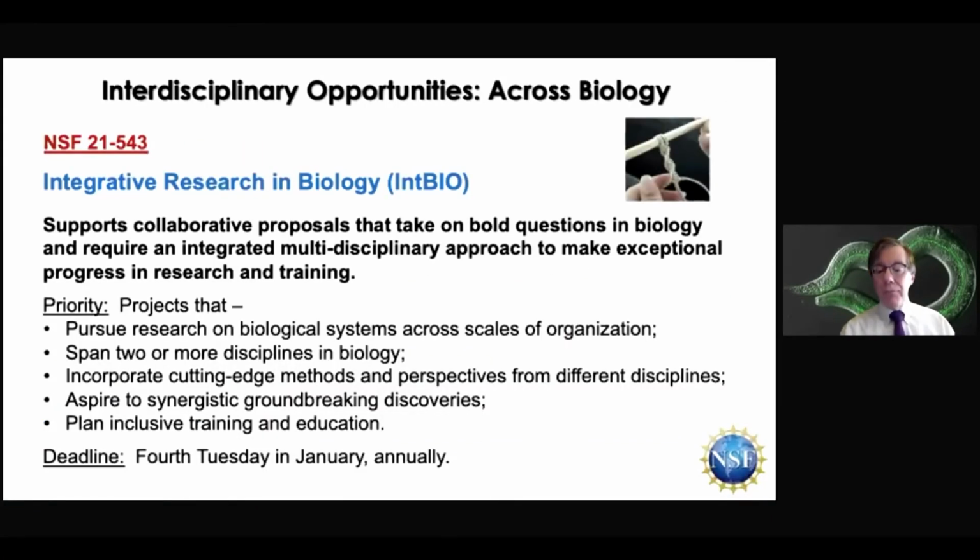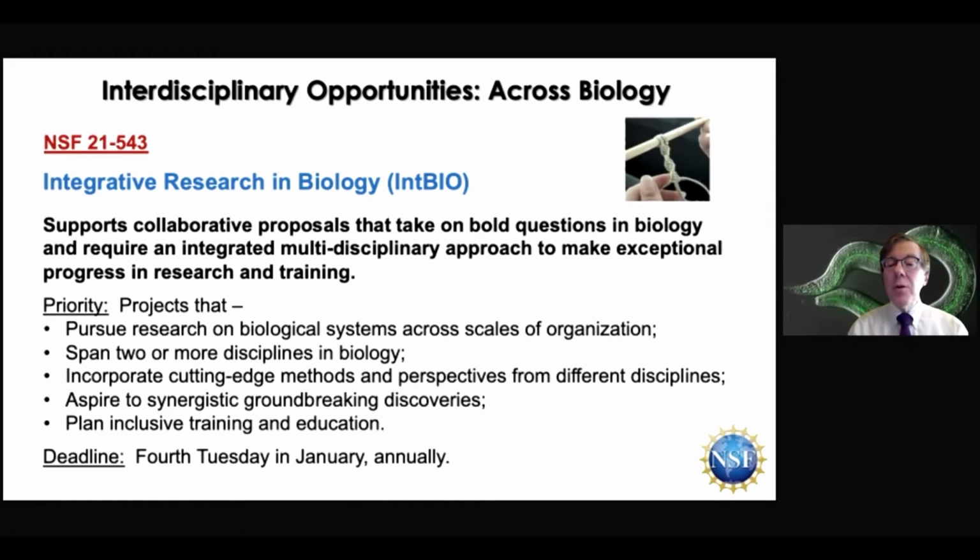The first of these is called IntBio, Integrative Research in Biology. And this is a program specifically to fund projects that cross from MCB to one of the other divisions, either IOS if it's at a whole animal level, or DEB if it's ecological. So it is designed to allow collaborations of investigators from different disciplines to work together to create synergistic results.